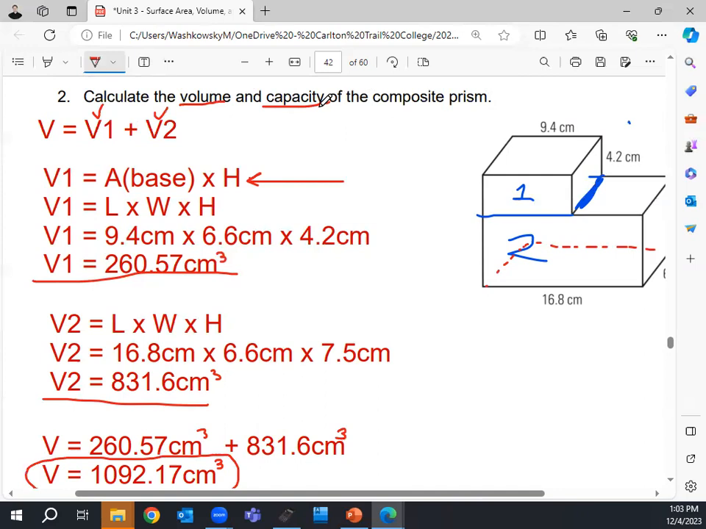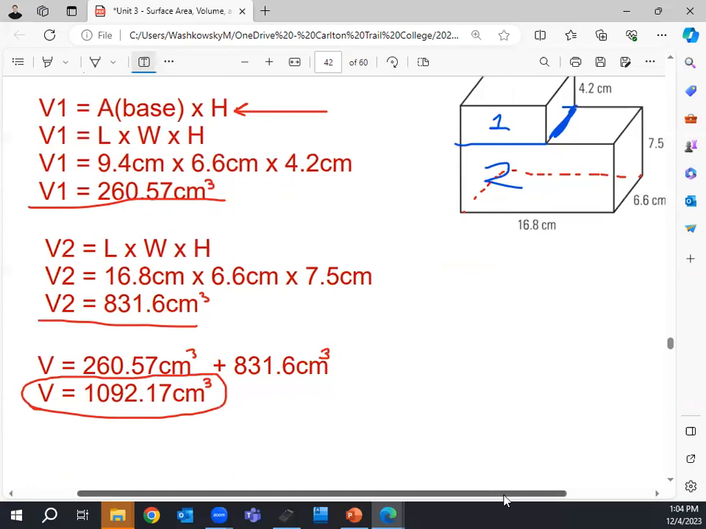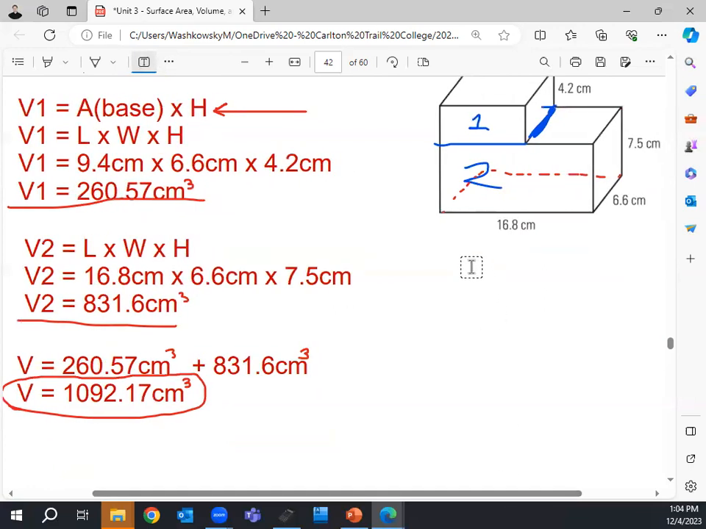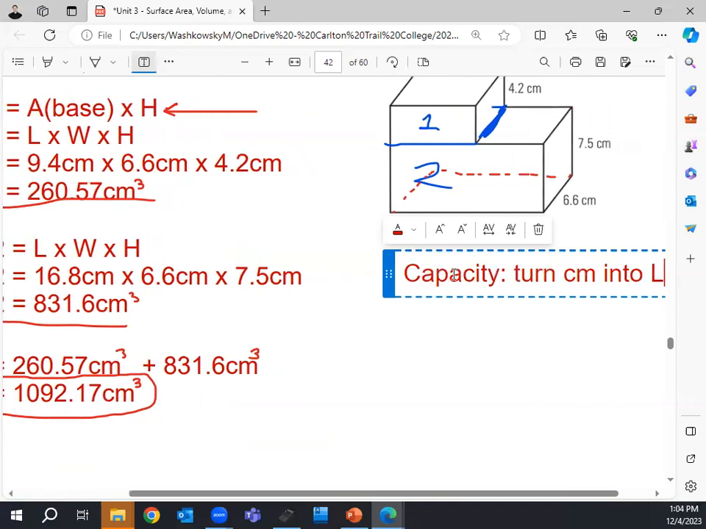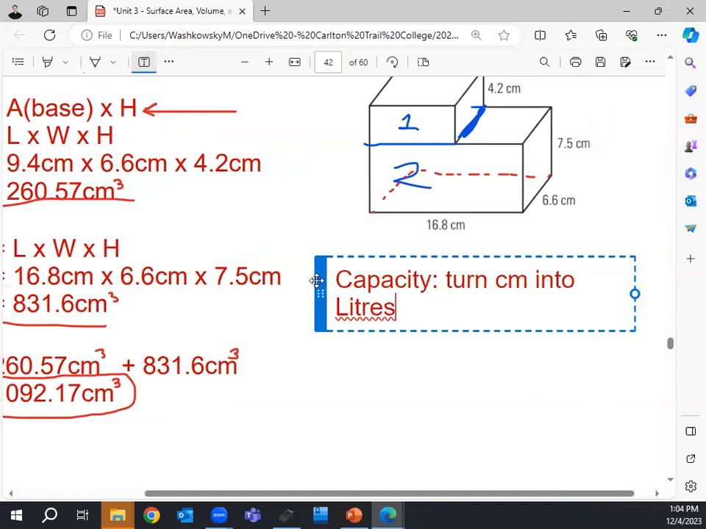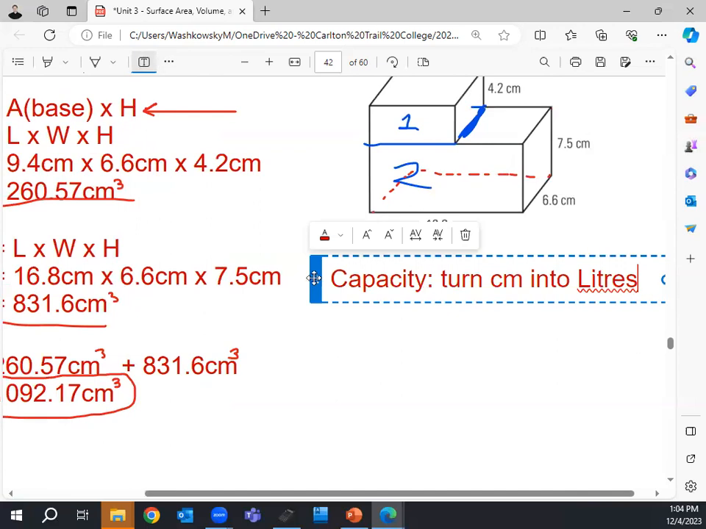It's hard to get in the habit. Get in the habit, reread the question, make sure that you've answered it correctly. I've done the volume. I need to do the capacity now. How do I find the capacity of something? 1,000 centimeters cubed is 1 liter. So I know that if I'm using capacity, I need to turn centimeters into liters, because that's the only fact we know right now.